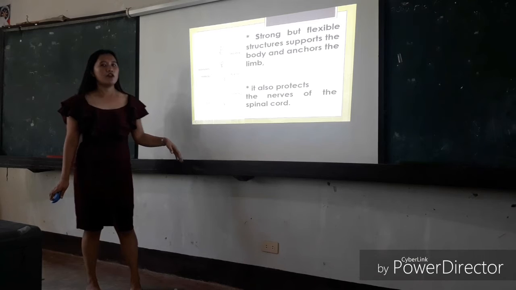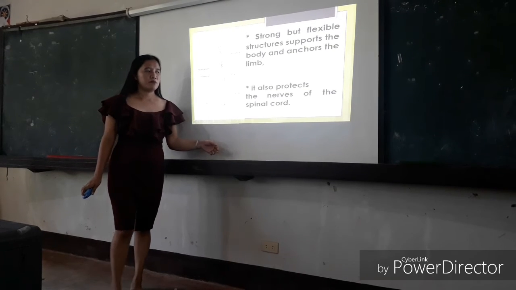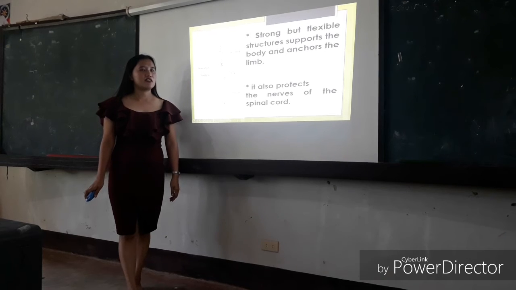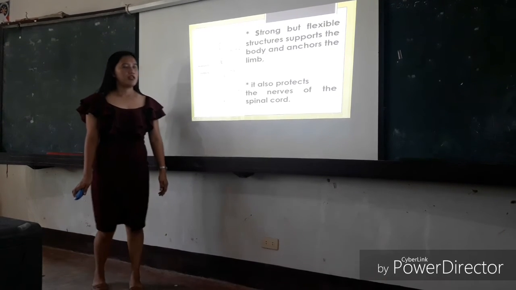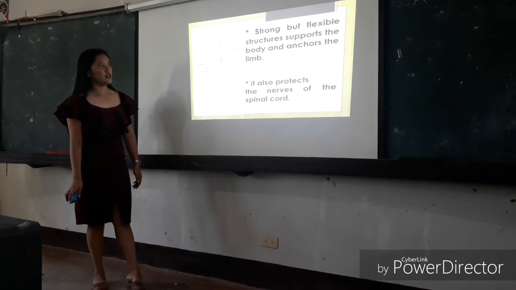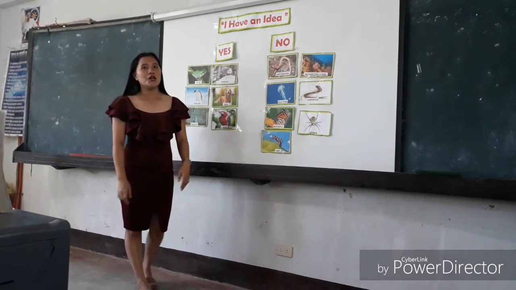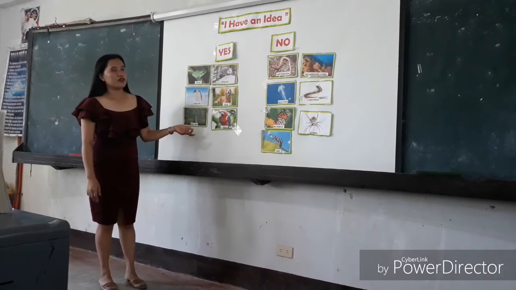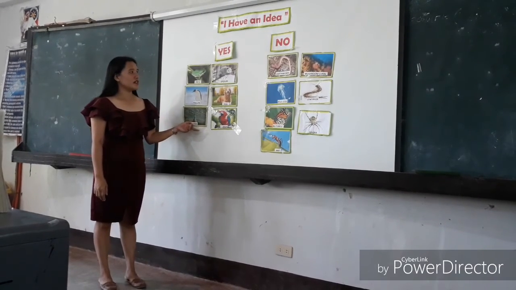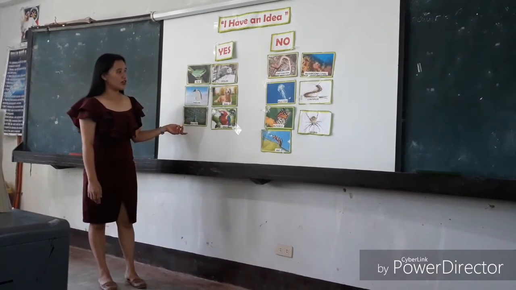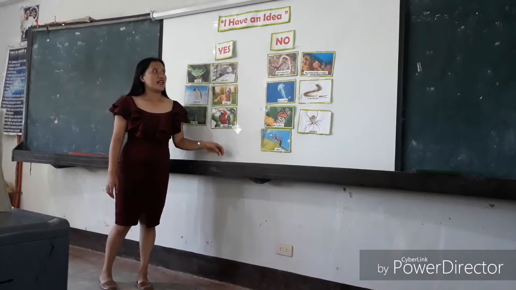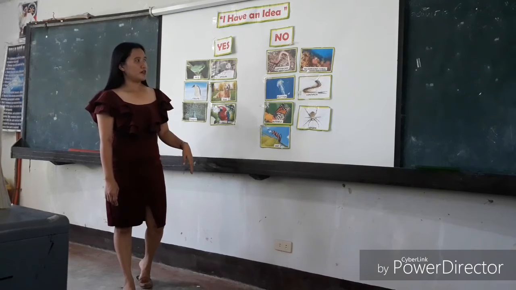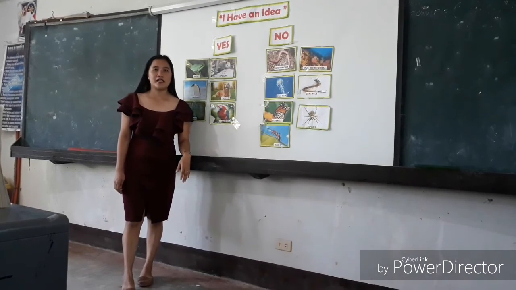We will learn about the distinctions between invertebrates and vertebrates as we go along with our discussion. Now we will have a group reporting. From the pictures on the board, group the animals which are closely related to each other and give them a title. You will be provided a sheet of paper.